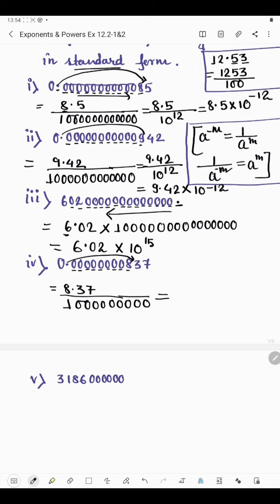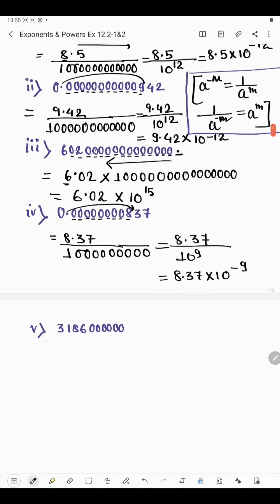So now in the next step we will write this in power notation. So it will be 8.37 divided by, as there are 9 zeros, 10 to the power 9. Now we will take this to the numerator. So 8.37 multiplied by, when you take 10 to the power 9 to the numerator, the exponent will become negative. So it will be 10 raised to the power minus 9. So it will be 8.37 multiplied by 10 raised to the power minus 9.